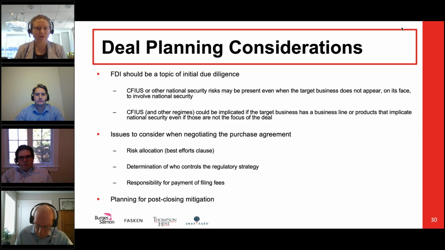We also have a question about whether CFIUS or other national security completion risk is insurable, and the answer is yes. I know some people who provide insurance on that, but it's not an off-the-shelf insurance product. There's usually a detailed analysis of the risk done.